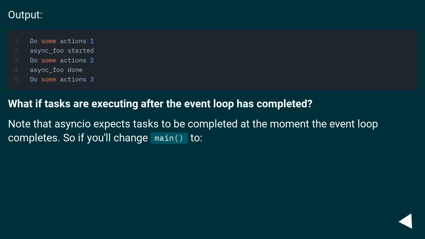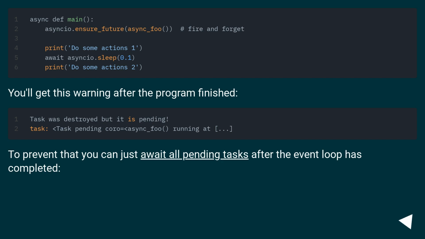Output. What if tasks are executing after the event loop is completed? Note that asyncio expects tasks to be completed at the moment the event loop completes. So if you will change main to, you'll get this warning after the program finished.